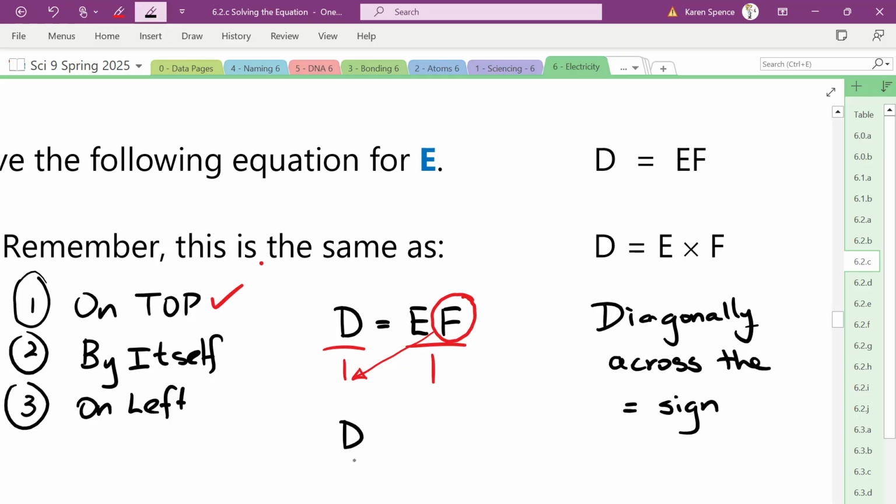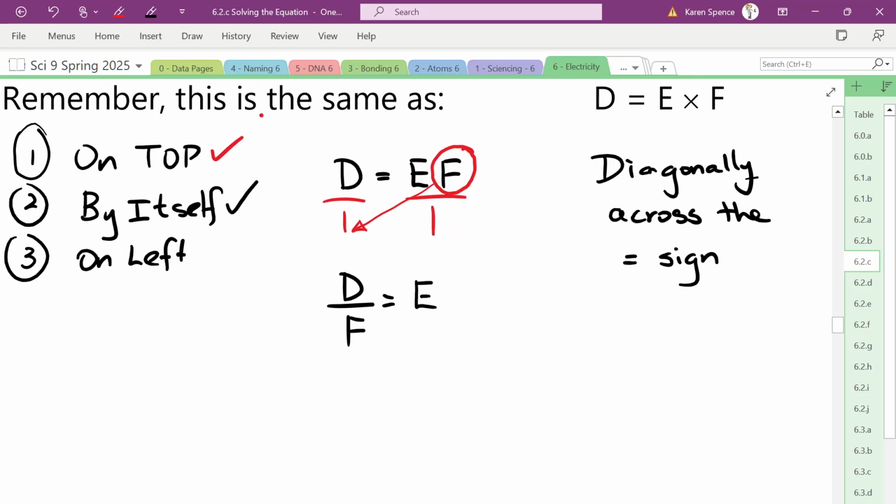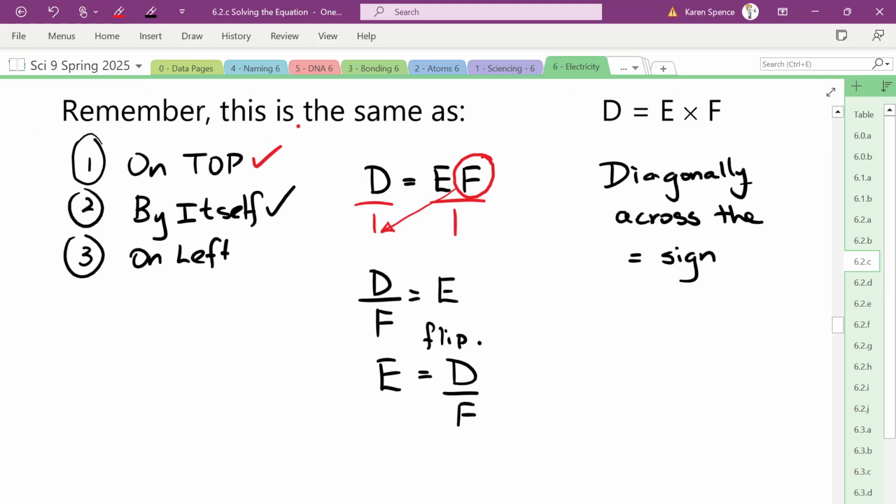So now we have D over F is equal to E. And now E is by itself. If E is not on the left, what should we do with the whole equation? Flip it. So we're going to put E on the left, and D over F on the right. So we flip, and then we are done.